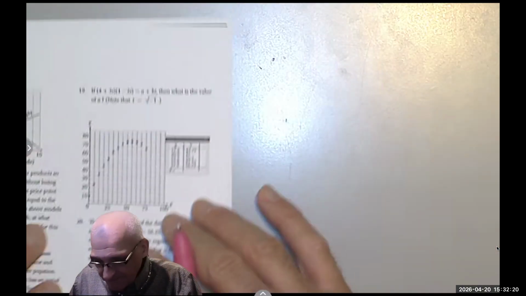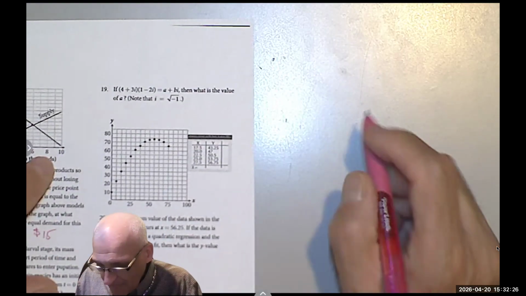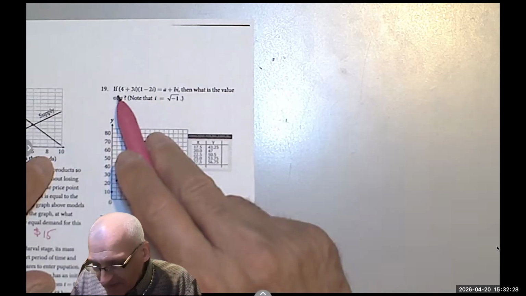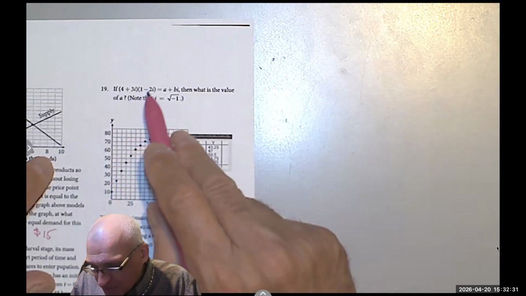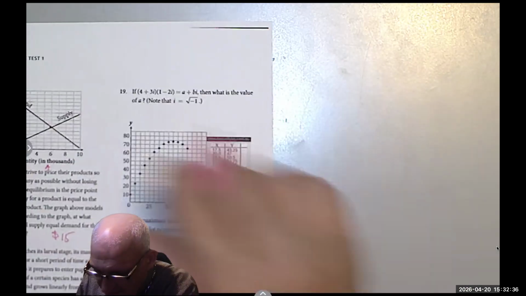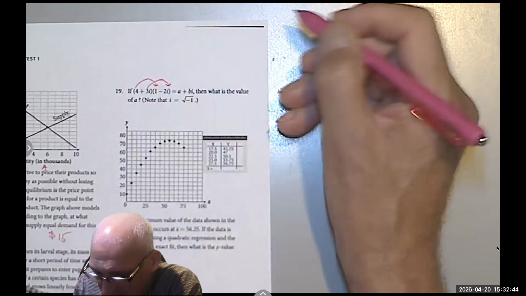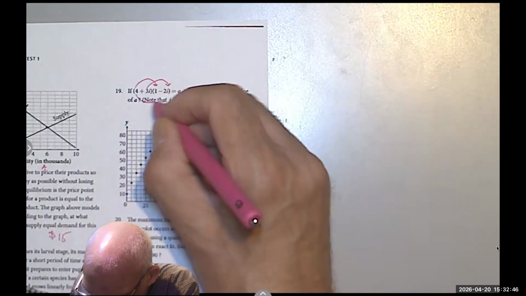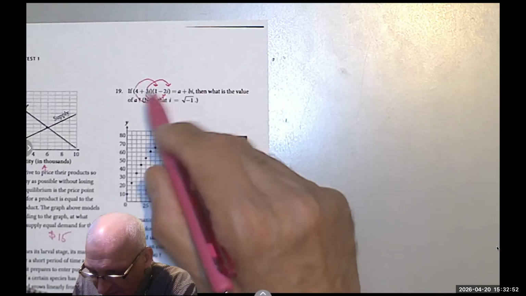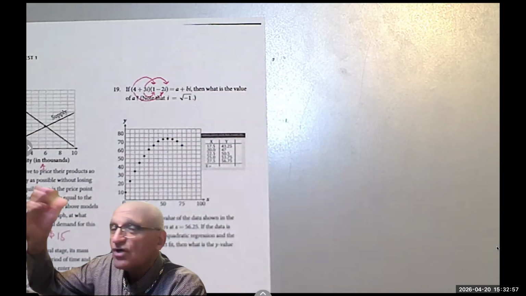Number 19. Notice that the second half requires a calculator, or you can use a calculator. Number 19, it says if 4 plus 3i times 1 minus 2i can be represented as a plus bi, then what is the value of a, meaning the real portion? Notice that when I multiply, these two would give me real, and those two would give me imaginary. So I don't care about the bottom one, because this would give me 3i, this would give me -8i, but they want the real portion. So you don't have to solve everything.